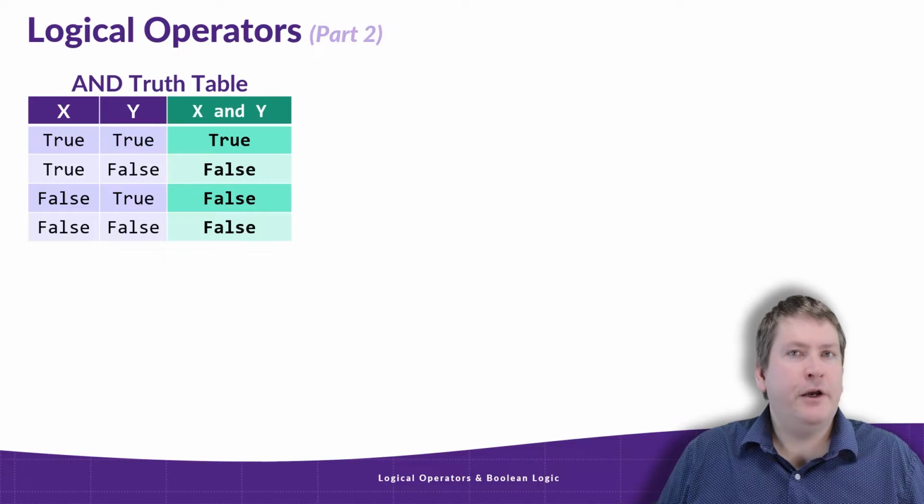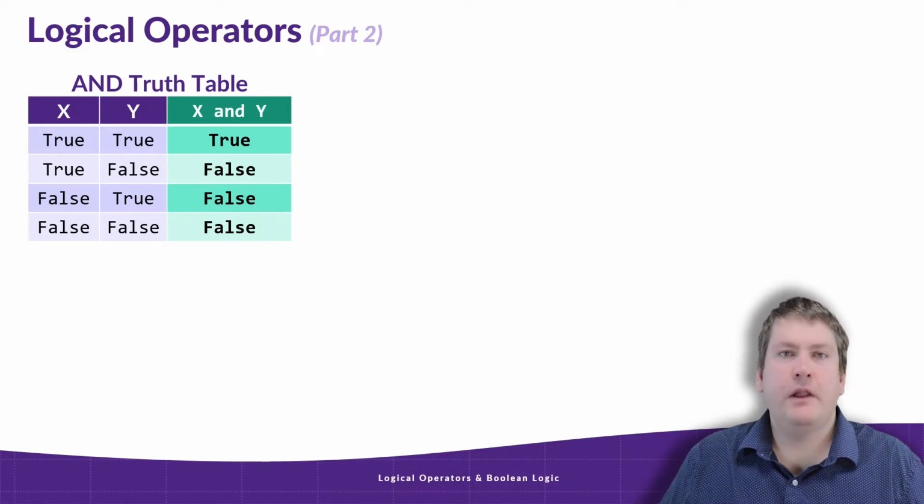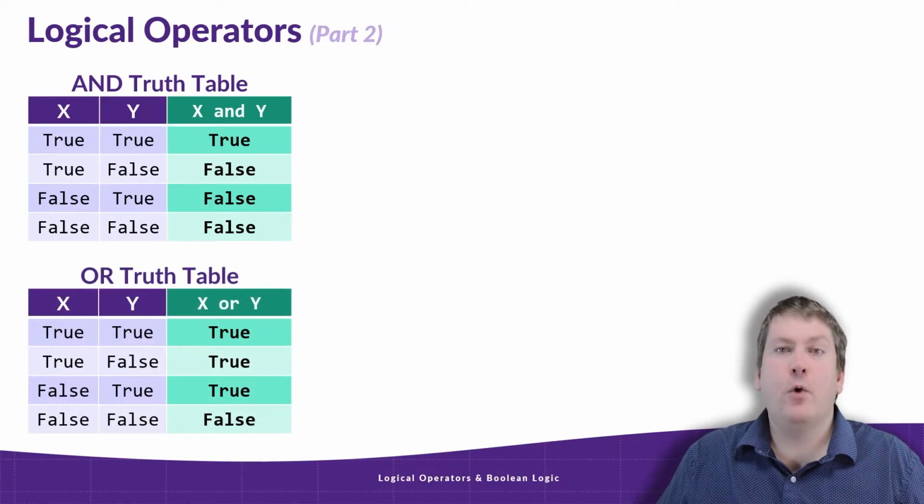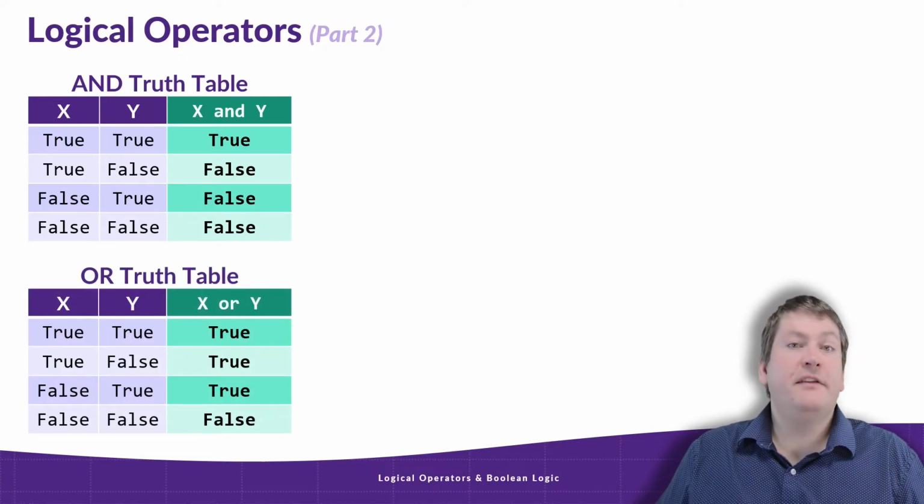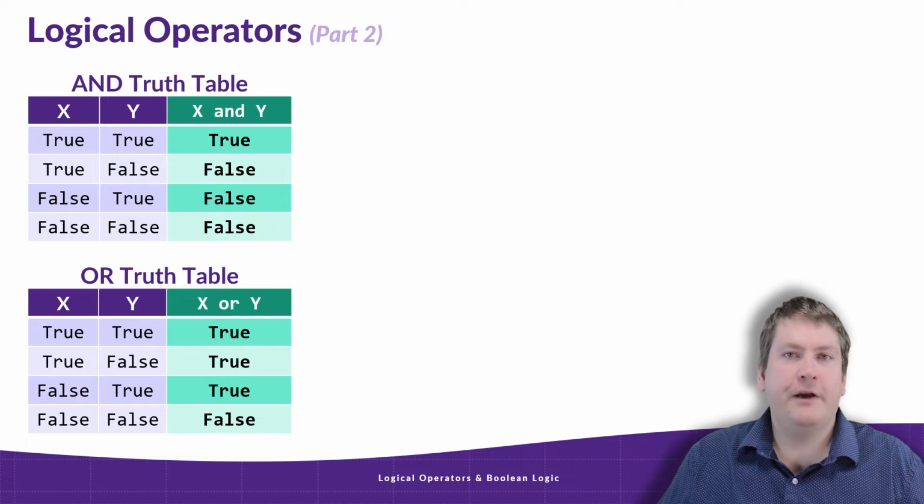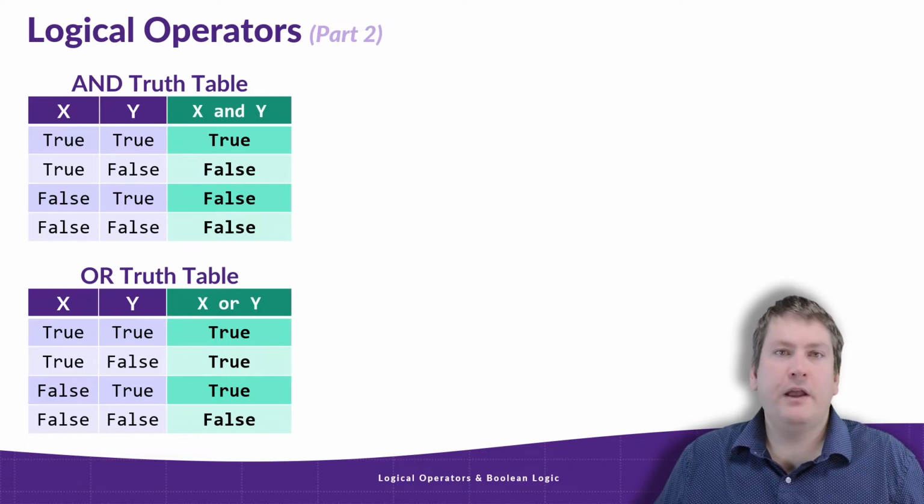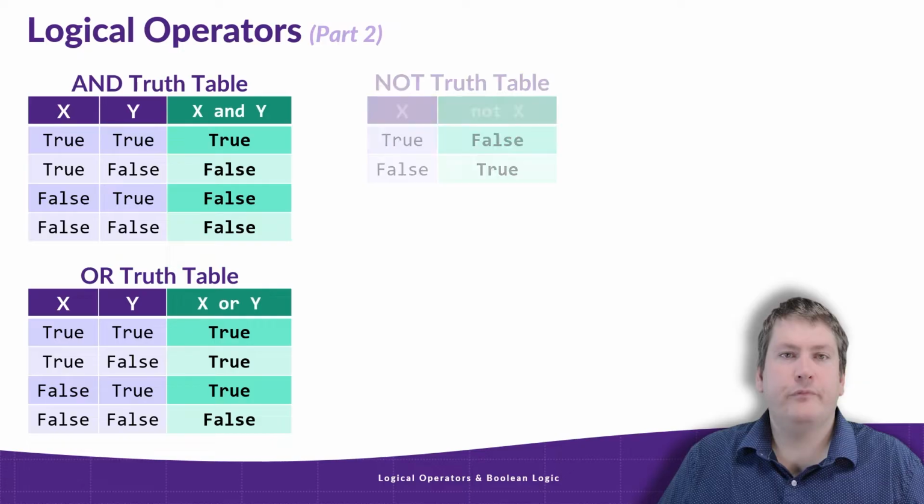One row for each combination. For the AND operator, we can see that the only case where the result is true is when both X and Y are true. If either or both are false, the result is false. Here's the truth table for the OR operation. In many ways, this is the opposite of the AND operator. OR returns true in all cases except for when both X and Y are false. If either or both are true, the result is true.